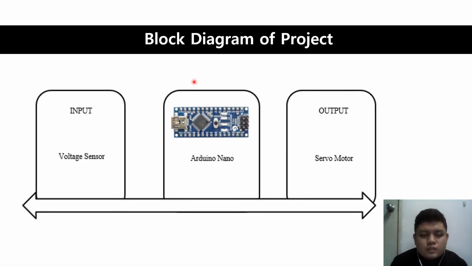So next, we move to the block diagram of my project. First, input, and then process, then output. For my input, we use a voltage sensor, and then Arduino as the process, then for the output, we use a servo motor.